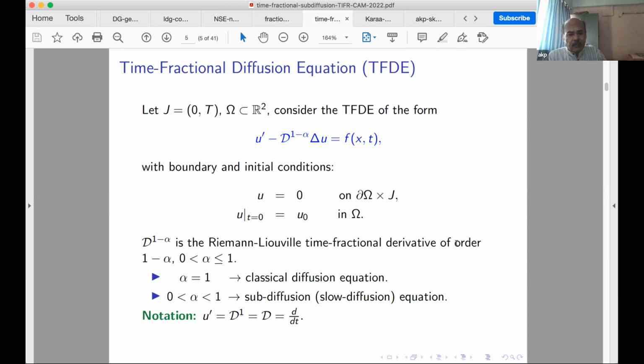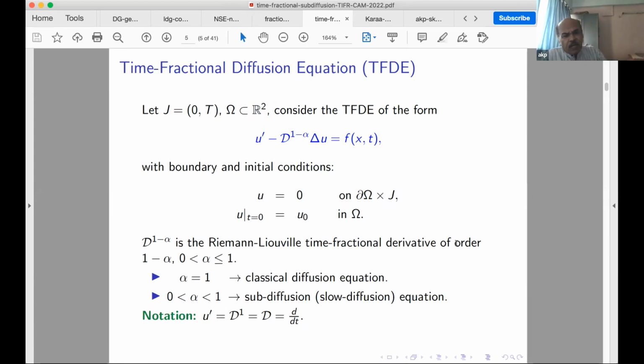We have two conditions. One is the boundary condition: on the lateral part of the space-time cylinder, u is taken to be 0, but you can also take Neumann boundary condition, Robin boundary condition, and so on. At the initial time t equal to 0, you take u to be a given function u0. So what is that symbol D^(1-alpha)? We will describe it in the subsequent slides.